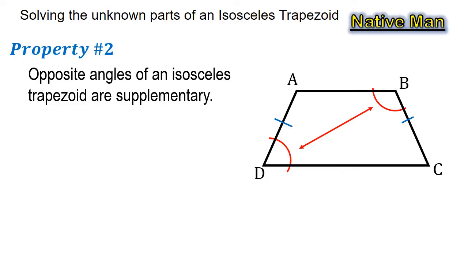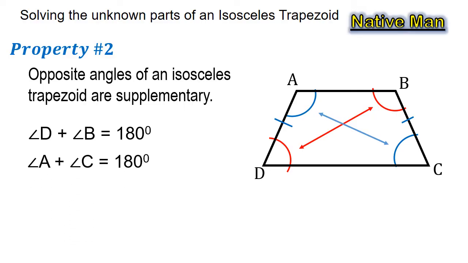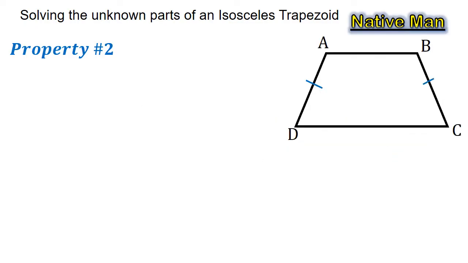What does supplementary mean? When you add their measurements, the sum should be equal to 180 degrees. So, if it is not 180, they are not supplementary. So, supplementary means the sum of the two angles is equal to 180 degrees. Another pair is angle A and angle C. They are also opposite angles. So therefore, in symbol, angle A plus angle C is equal to 180 degrees. So that is what opposite angles and supplementary mean.